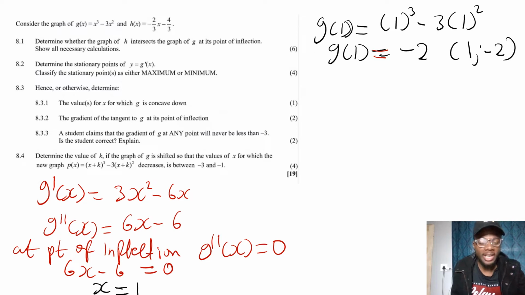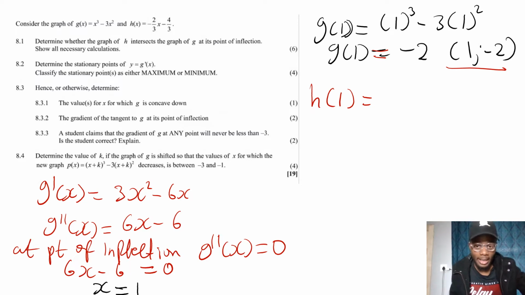What we have to do here is to take the value of x, which is 1. If we substitute it into the graph of h, and it gives us negative 2, the very same y value as g of x, it means the graphs intersect each other. So let's test. Then h of 1. If h of 1 also gives us negative 2, it means the graphs intersect at the point of inflection. So let's check this.